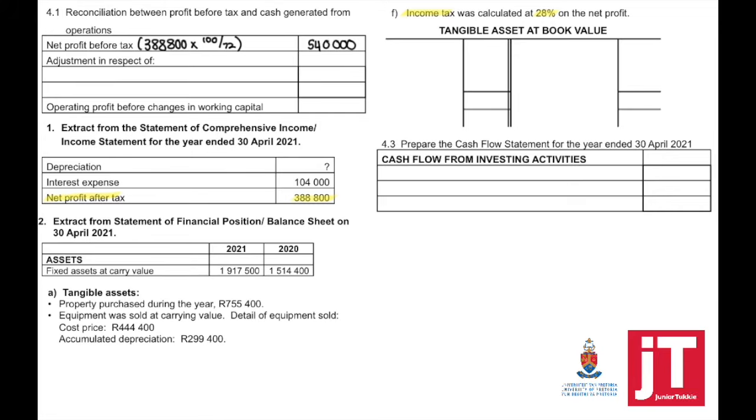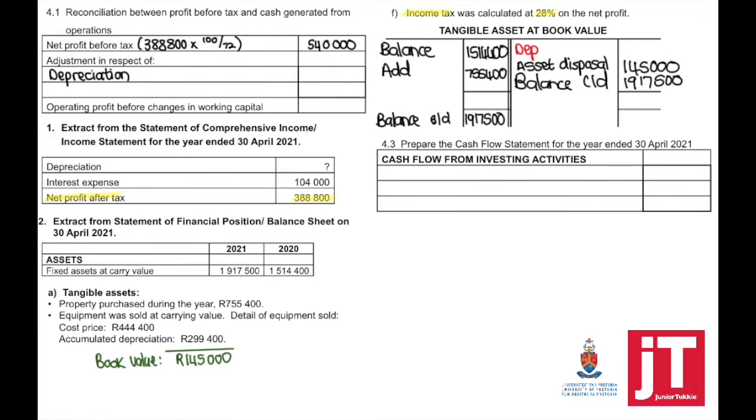For enrichment purposes, if we have a profit on the sale of an asset, we would have needed to eliminate that in note number 1 of the cash flow statement. All non-cash items need to be eliminated. The same applies to a loss on disposal of an asset. Again, this is not part of the grade 12 syllabus. We only focus on carrying value.